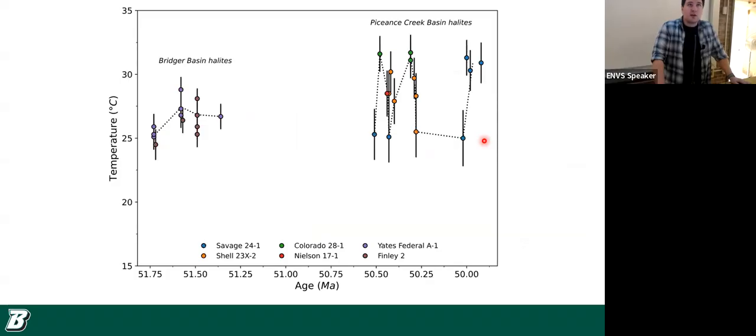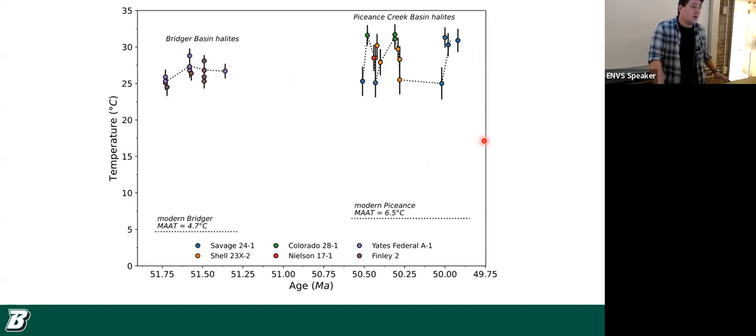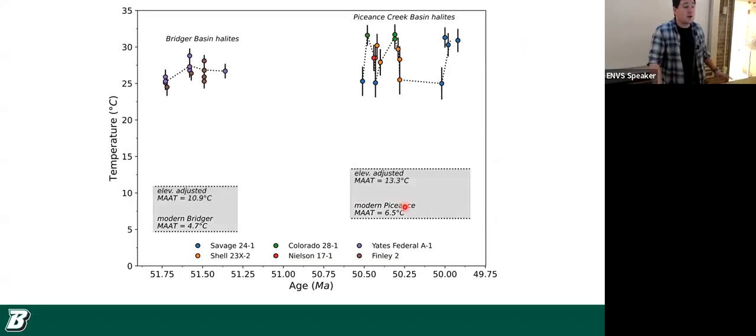So if we're going to try and compare that to modern temperatures, which sit at quite a bit higher elevation, currently Colorado and Wyoming are each, these basin floors lie at about 2,000 meters above sea level. That's quite a bit different from sea level. So we can compare the modern air temperature at these basins, 4.7 or 6.5 degrees in Colorado. But if we were to bring them down to sea level, they're a little bit higher at 10 and 13 degrees C.